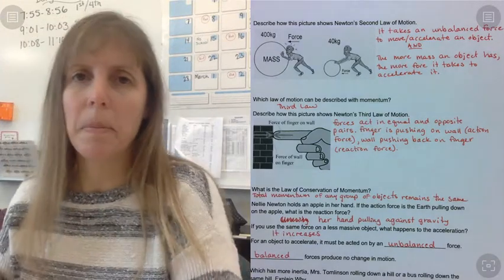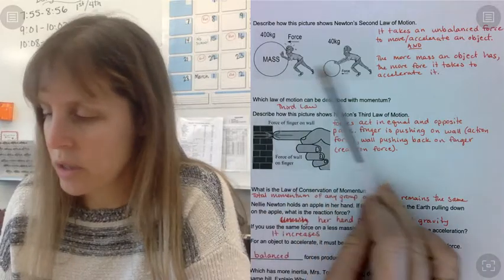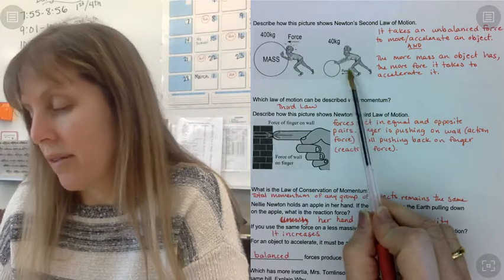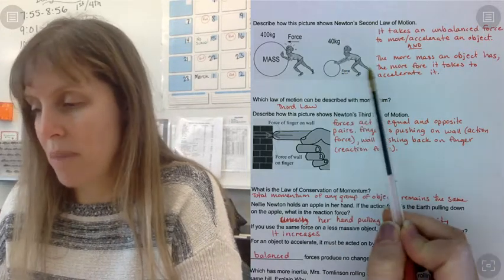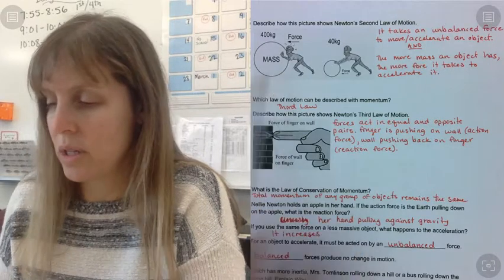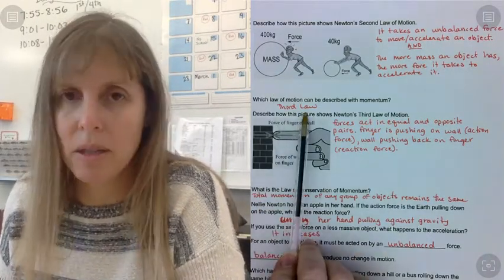Okay, that's better. So Newton's second law of motion really talks about mass and force and how you need more force to move more mass, okay? So basically, you also have to have an unbalanced force in order to actually make something move or accelerate. And the more mass something has, the more force it takes to accelerate it. The law of motion that can be described with momentum is the third law.